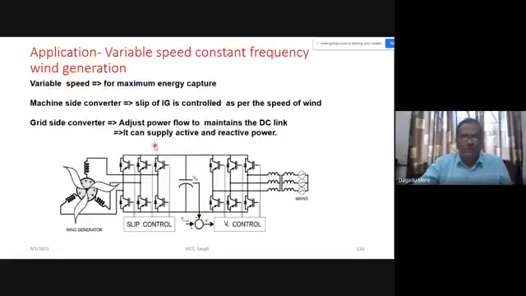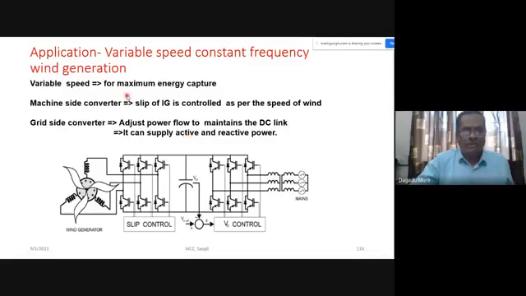Now let us go for another example where we can have an application of a three-phase voltage source PWM rectifier. And here one application is variable speed, constant frequency power generation. So we generate the power with the help of a wind turbine, and this power can be fed to the grid. Almost 90% of wind farms are grid connected. Almost 95% of wind farms, they are grid connected, so they will feed power to the grid.